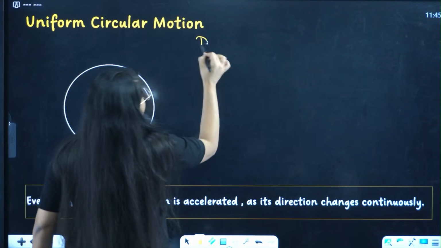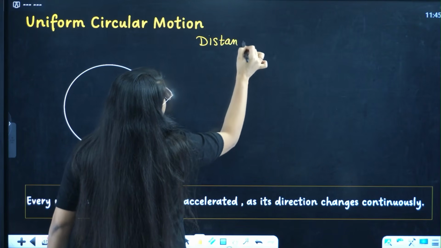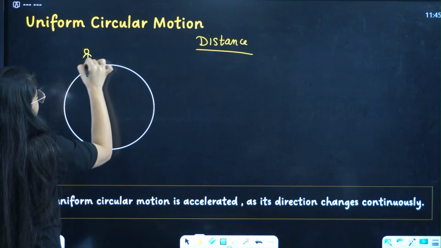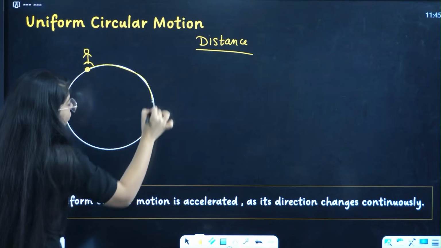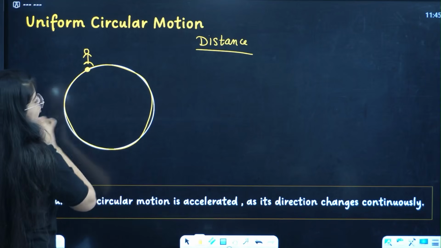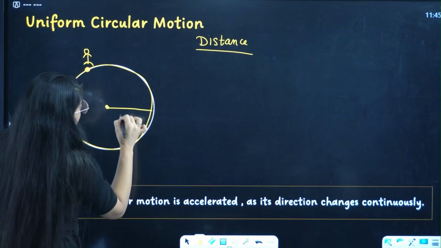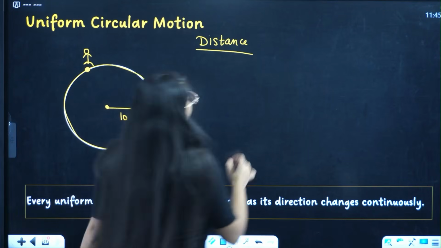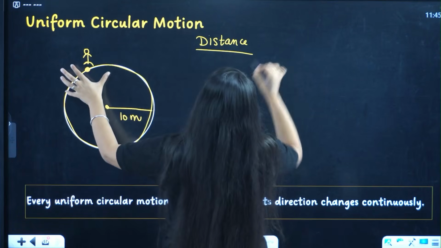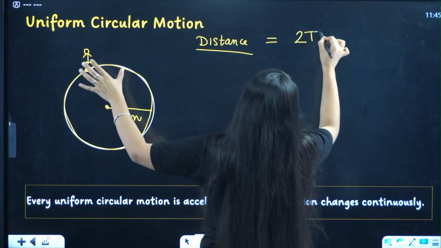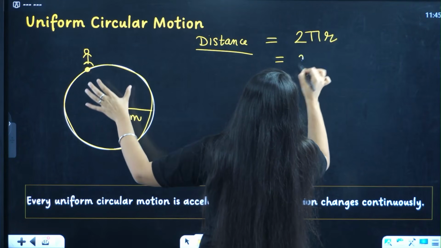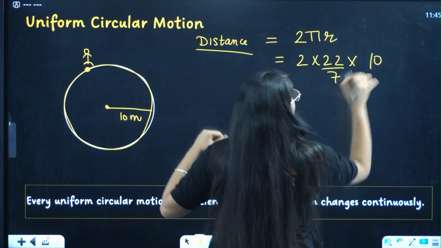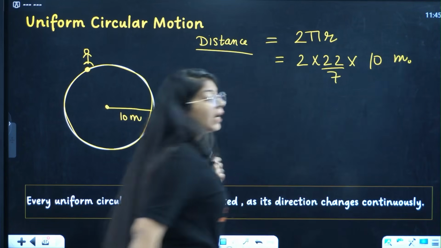First, the distance. If I am traveling in a circular motion, let's say I am standing here or you are standing here. You travel the whole path and you came back at this point. And the radius of this circle is, let's say, 10 meters. Now, what will be the total distance covered? Distance covered is simply 2 pi r. That means 2 into 22 by 7 into r, which is 10 meters. So, this will be my total distance covered.